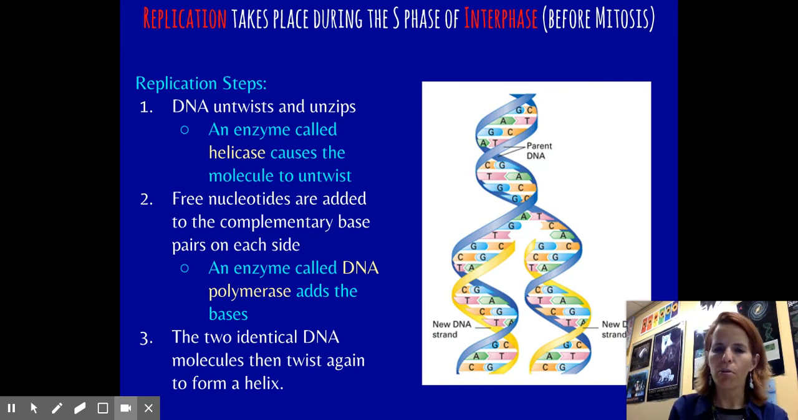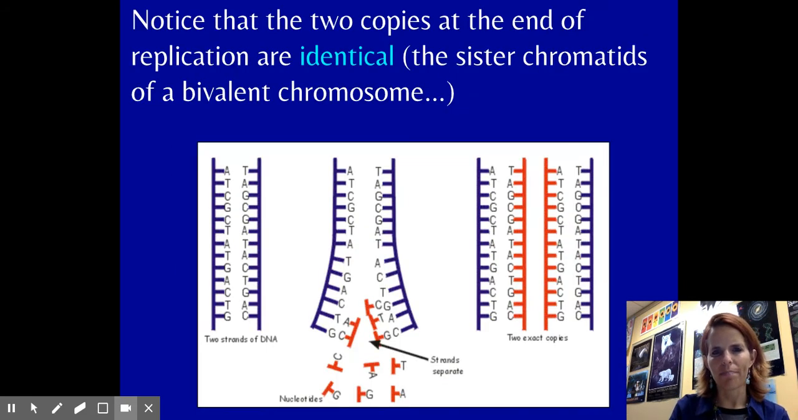Now that cell can go through mitosis. One side of the DNA can go into one cell and the other side of the DNA can go into the other cell. Okay, and that's what we're saying here. Notice that the two copies at the end of replication are identical. They are the sister chromatids of a bivalent chromosome. Pause me if you need to write anything in.